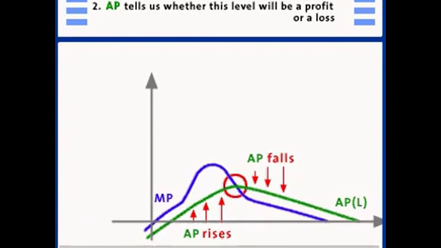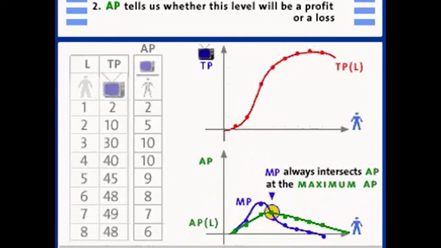When the marginal is above the average, it pulls the average up. When the marginal is below the average, it pulls the average down. That means that the marginal product curve is going to intersect the average product curve when the average product curve is at its maximum. That is, the marginal pulls it up and then pulls it down, and it intersects it, therefore, at the maximum of the average product. The intersection of the marginal product with the average product occurs at the point where the average product curve is at a maximum.